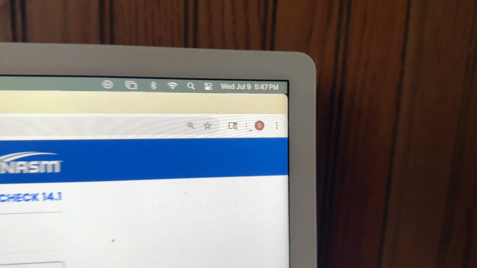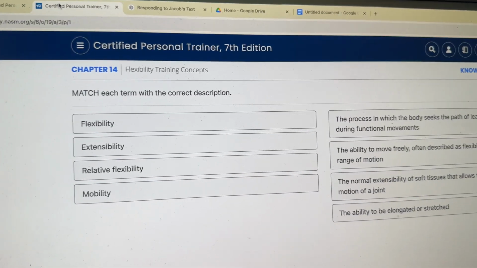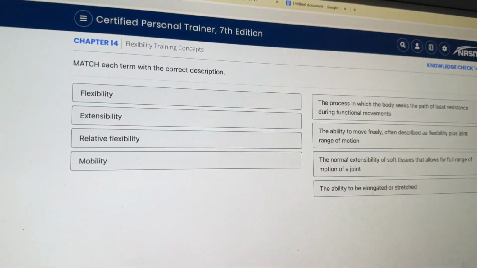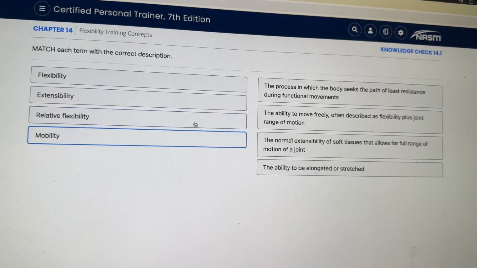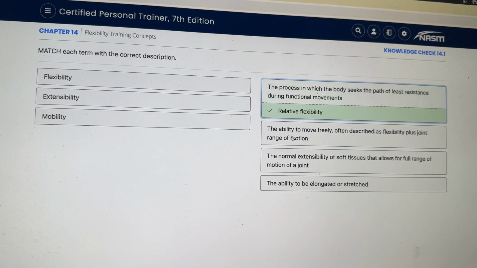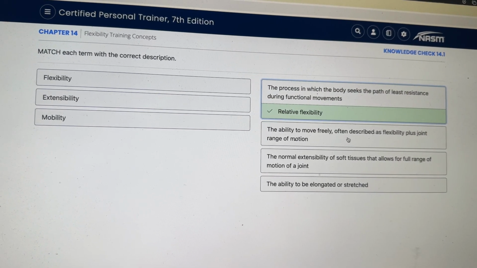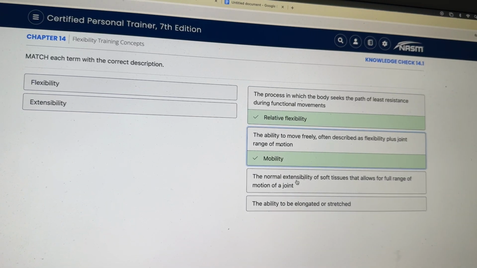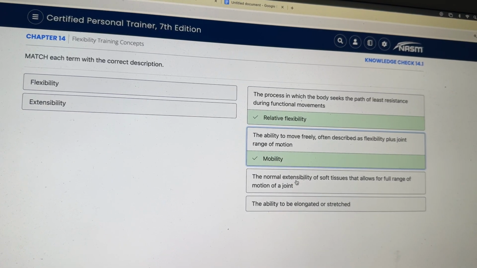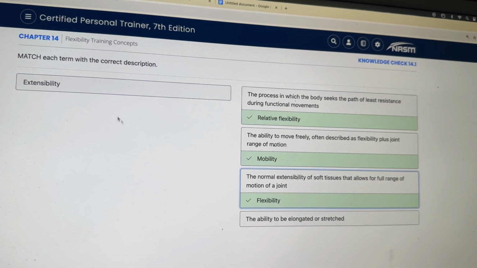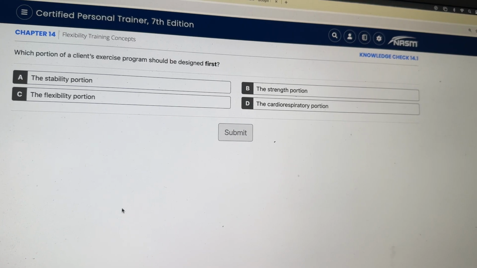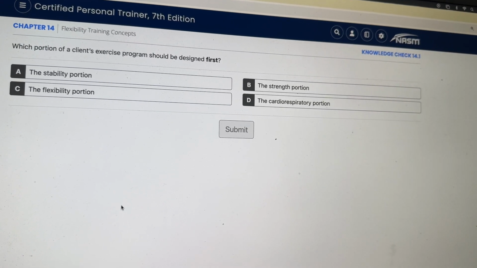Alright guys, chapter 14, lesson 1 is done. It is 5:47 right now. It's only 2 questions. Here we go. Match each term with the correct description. The purpose in which the body seeks the path of the least resistance during functional movements: relative flexibility. The ability to move freely, often described as flexibility plus joint range of motion: mobility. The normal extensibility of soft tissues that allows for full range of motion in a joint: flexibility. The ability to be elongated or stretched: extensibility. Which portion of a client's exercise program should be designed first? Flexibility portion. All right, the lesson 1 test is done.